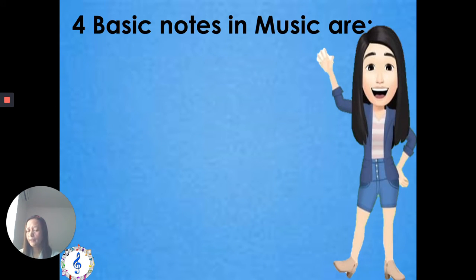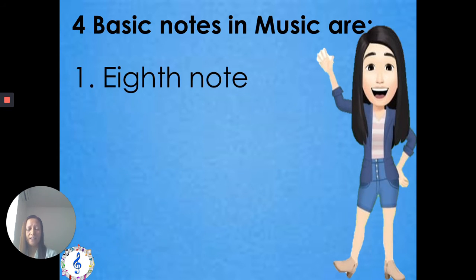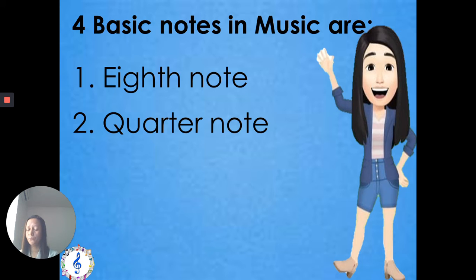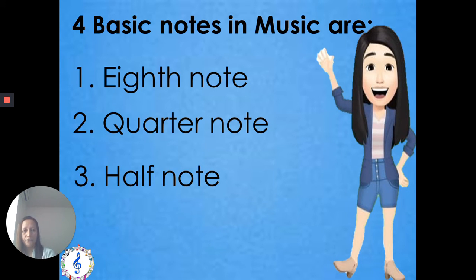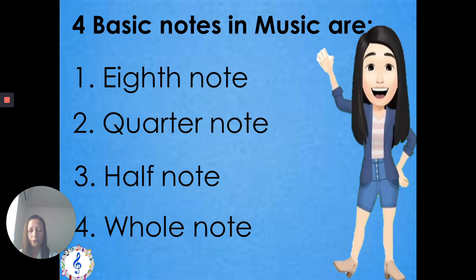There are 4 basic notes in music, and those are, can you name one? Okay, that is 8th note. Another one, quarter note, half note, and whole note. Those are the 4 basic notes in music.